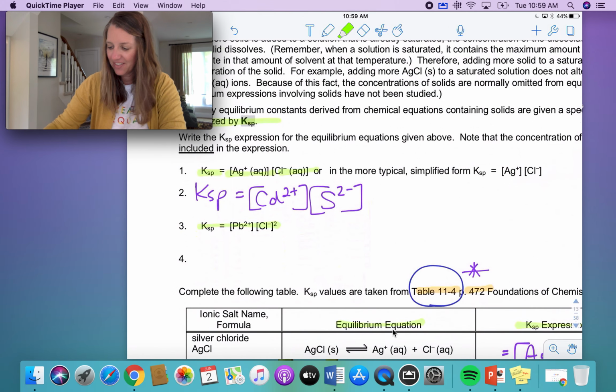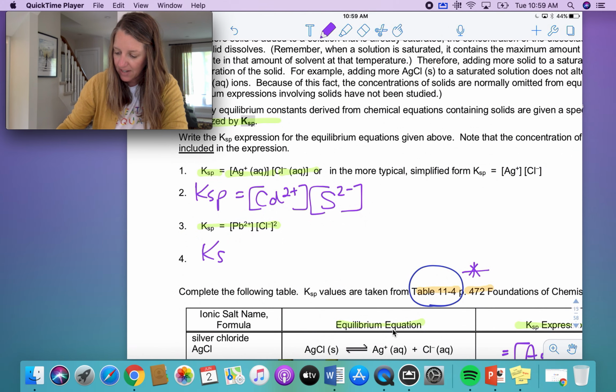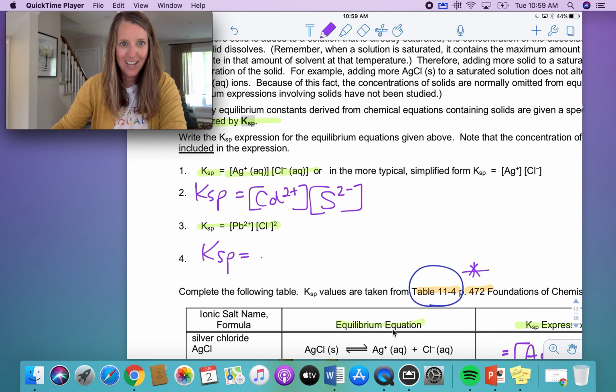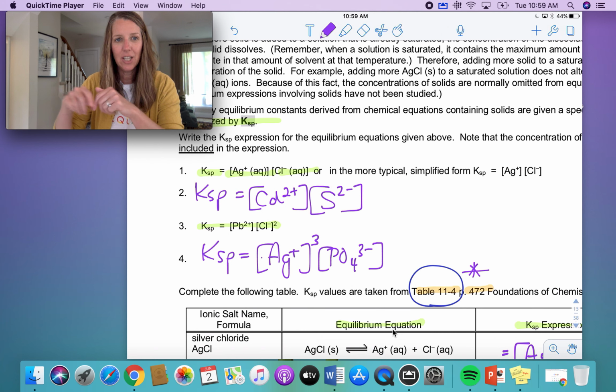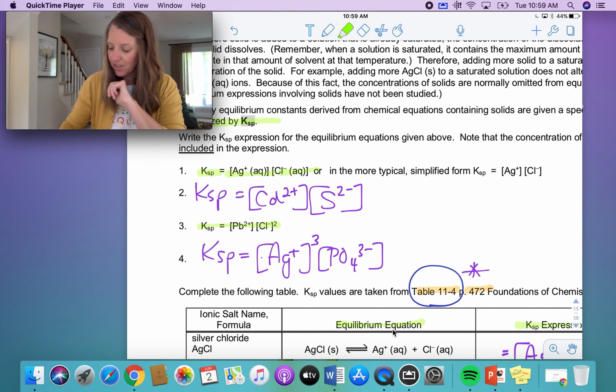Silver phosphate. Okay, let's practice. Practice writing your KSP formula, because of course you're going to be solving for that. You've got your silver ions to the exponent 3, multiplied by the concentration of your phosphate ions, and that's how you would calculate the KSP value. So what I want you to do now is take a little time, pause the video, and write the formula for all of the ionic salts that are in the table. That's the easy part. Then you're going to write what the equilibrium expression is.